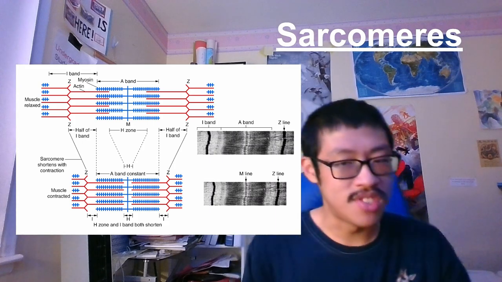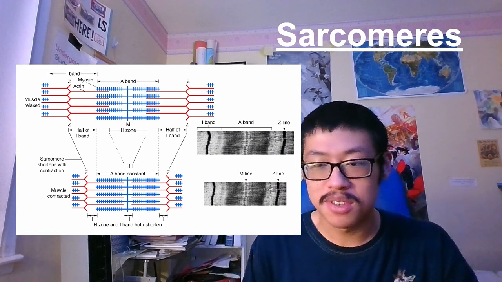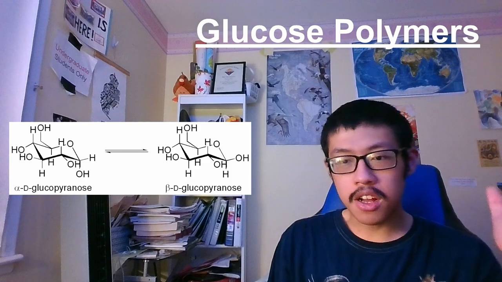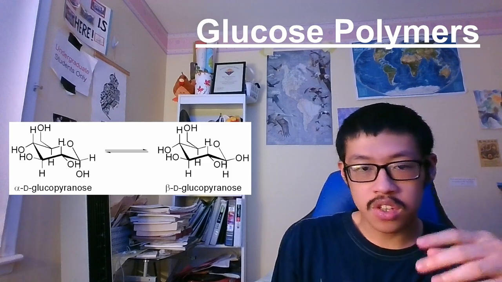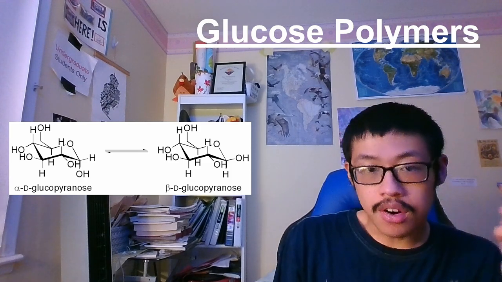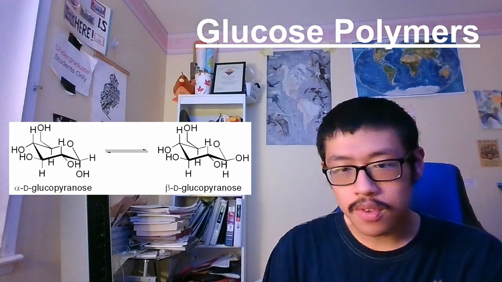Next time you're at the gym, just think about all the sarcomeres you're contracting. Glucose polymers refer to the different ways in which glucose can polymerize. There are actually two main forms of glucose.